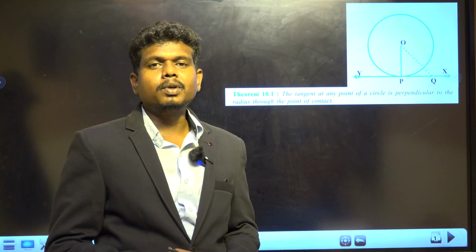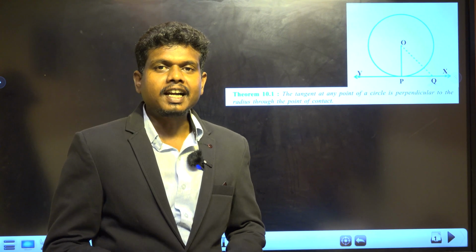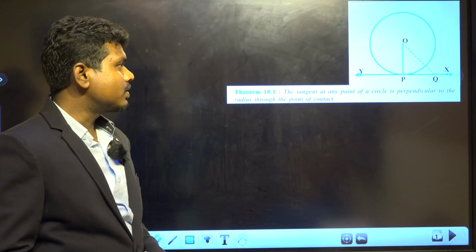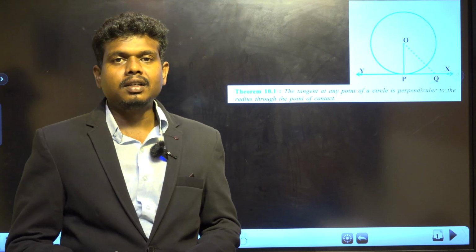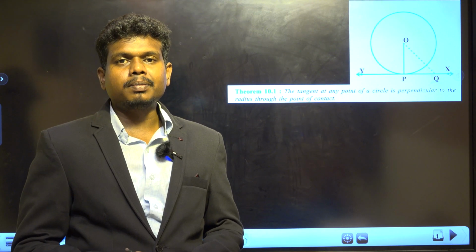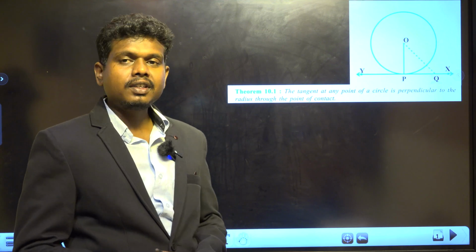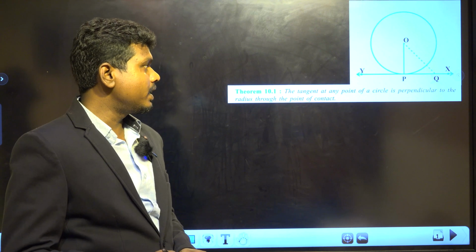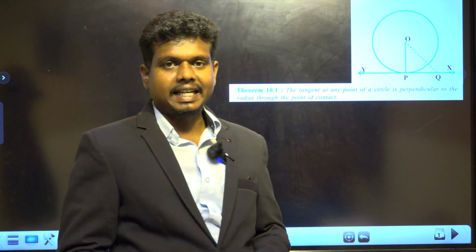Now let us discuss theorem 10.1 from this chapter. The theorem says that the tangent at any point of the circle is perpendicular to the radius through the point of contact. Now let us try to understand what the statement is. The tangent at any point of the circle is perpendicular to the radius through the point of contact.